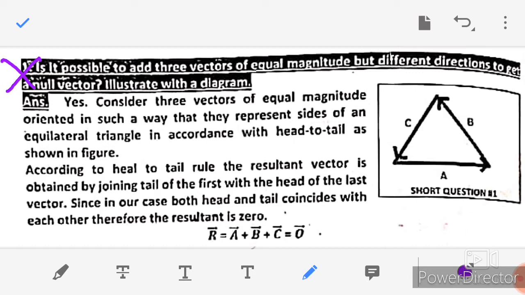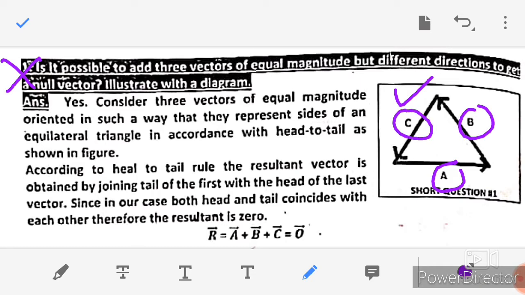Its statement is: is it possible to add three vectors of equal quantity but different direction to get a null vector? Draw it with a diagram. So the diagram you can see here. This is the first vector A, the second vector B, and the third vector C.